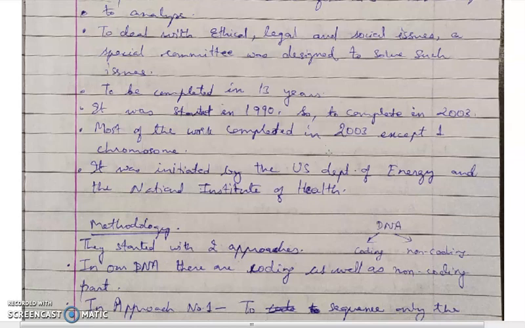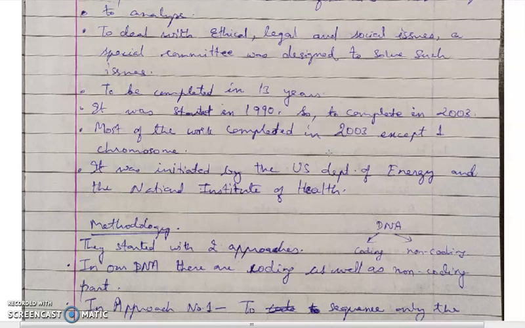And it was said that it would be completed in 13 years. It was started in 1990, so to complete it in 2003. Most of the work was completed in 2003 except one chromosome. It was initiated by the US Department of Energy and the National Institute of Health. Let me tell you that it was started by James Watson in 1990 and Collins took charge of it in 1993.